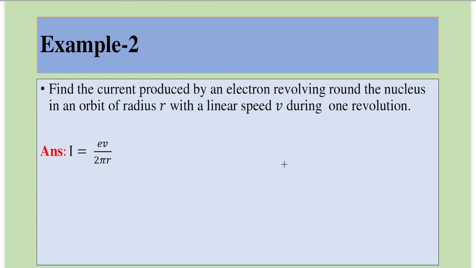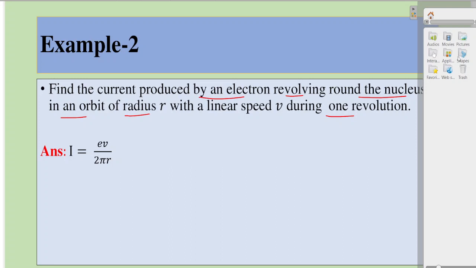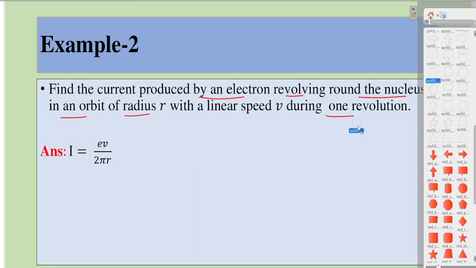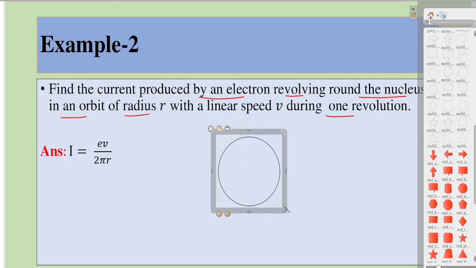Example 2 says, find the current produced by an electron revolving round the nucleus in an orbit of radius r with a linear speed during one revolution. To understand this, we know that electrons will move in certain orbits around the nucleus. Let us assume for simplicity that these are like circular orbits in 2 dimensions.